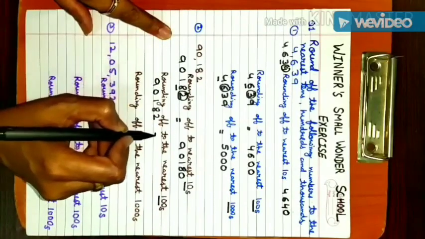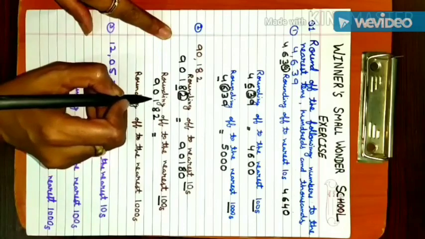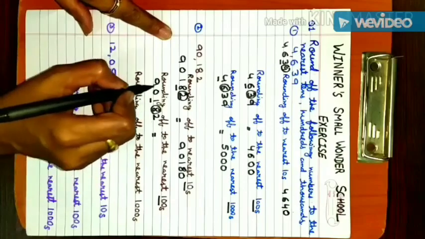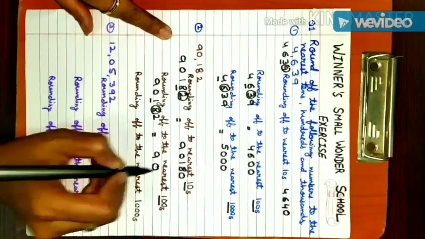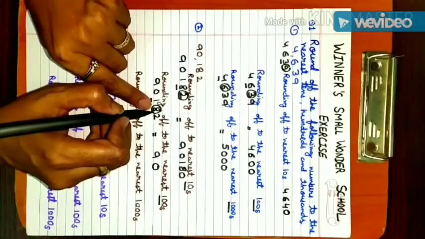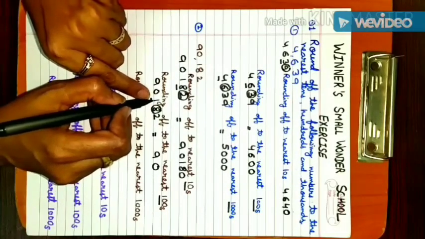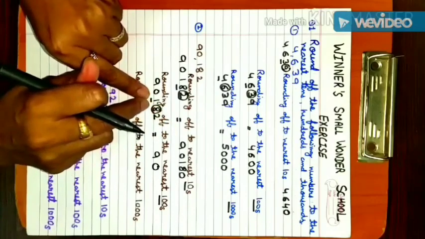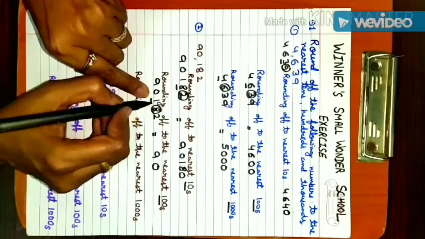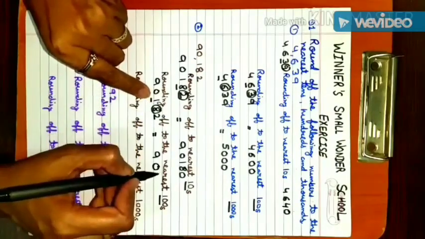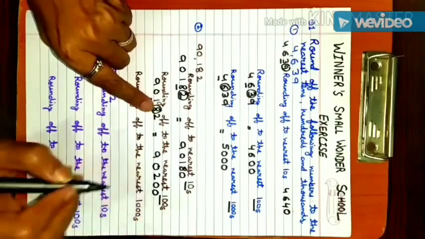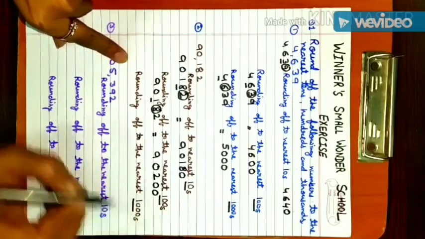Rounding off to the nearest 100. So the first question, 90182. Nearest 100. Ones, tens, 100. Underline the 100 digit. So the next number is the checking number. So 90 same to same. Then this number is 8, so more than 5. Then this digit is round up. So 1 plus 1, increase by 1, 2. And then replace the rest by zeros.